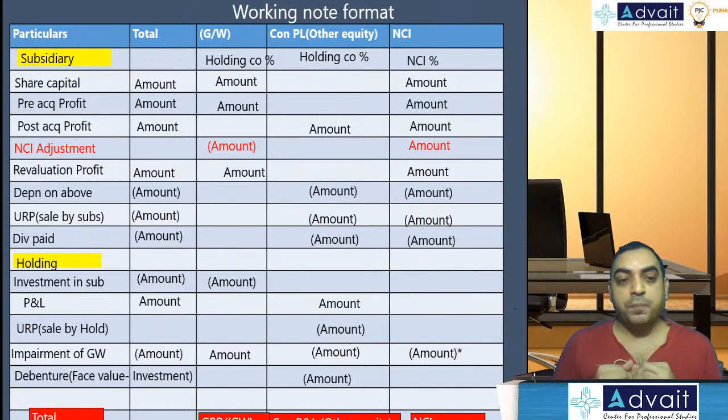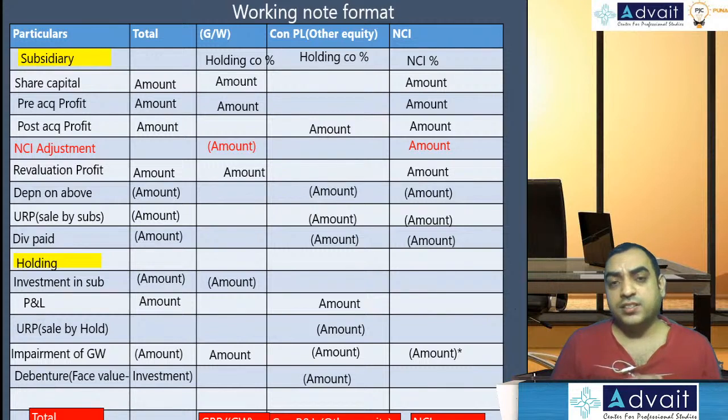Then you come to the holding company heading. Investment you subtract in the goodwill column. P&L account and reserves of the holding company will come to con PL, other equity column, and the unrealized profit on goods sold by the holding company is subtracted entirely in the con PL column. And the impairment of goodwill written off, in such a case it will be added in the goodwill column and subtracted in the con PL column. But if it is fair value method goodwill, then one portion should also be subtracted, not only in con PL but also in NCI.